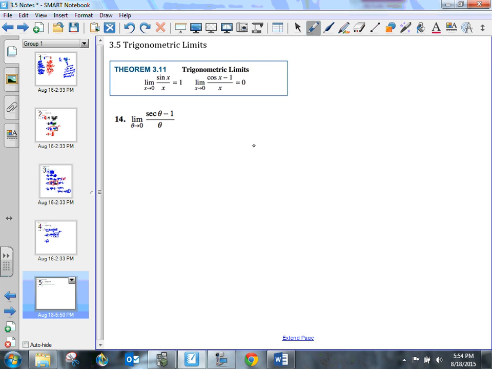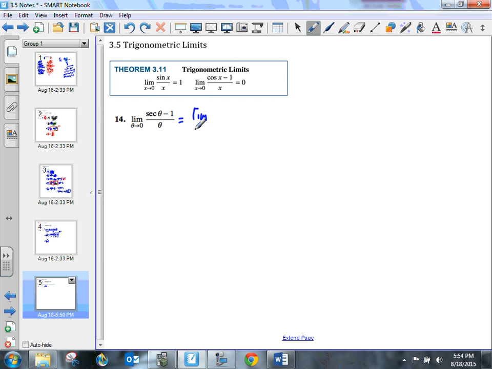All right, let's take a look at number 14. Okay, now this one's a little tricky. And again, guys, it doesn't look like sine of x over x. It kind of looks like cosine of x minus 1 over x, okay? But we've got secant here, all right? But secant is very, very similar to cosine, okay? So let's take a look.